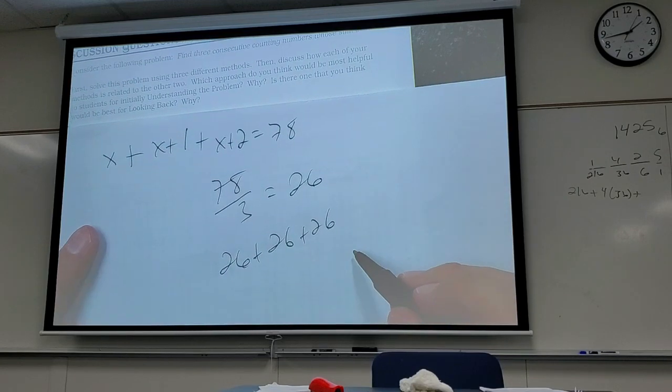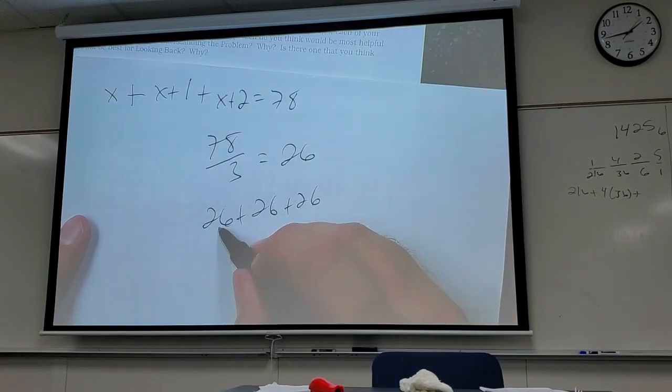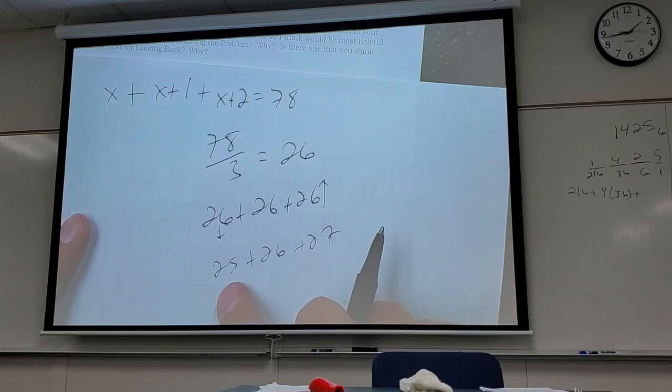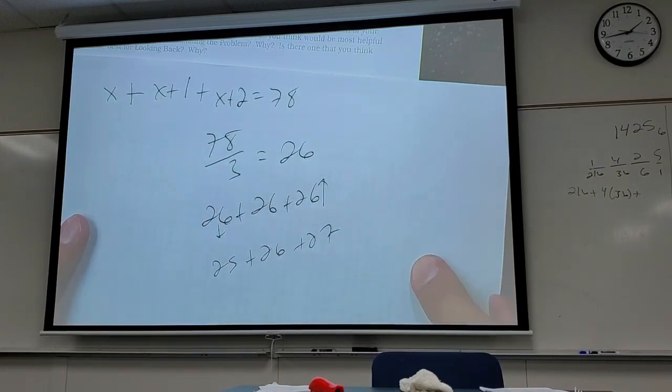That answer isn't what we need, but look what I can do. I can take that down to 25, and take that up to 27. And of course that adds to be the same thing, correct? If I take 1 away and add 1, it comes out to the same sum.